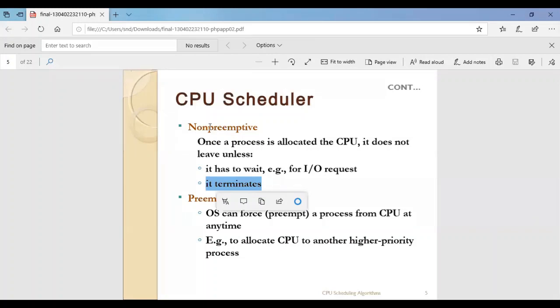Okay, so that process cannot wait at any location. So this is what non-preemptive means. While the second one is preemptive.